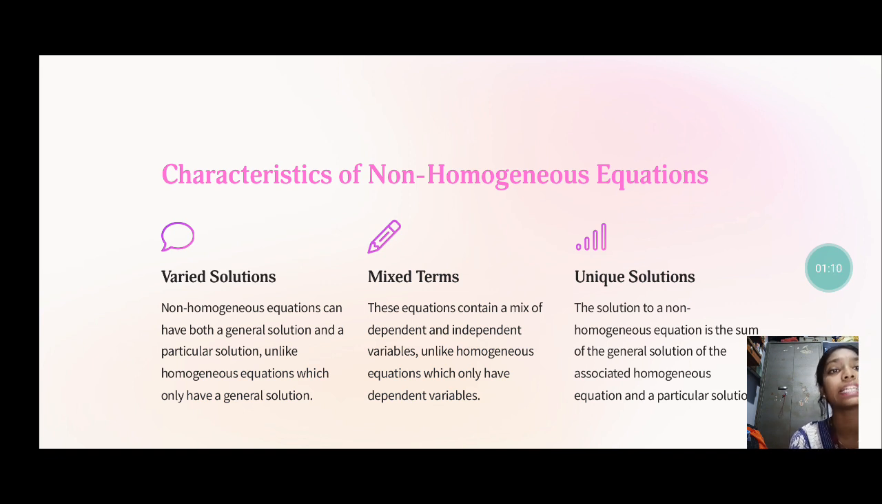Mixed terms. This equation contains a mix of dependent and independent variables, unlike homogeneous equations, which only have dependent variables. Unique solution. The solution to a non-homogeneous equation is the sum of the general solution of the associated homogeneous equation and a particular solution.